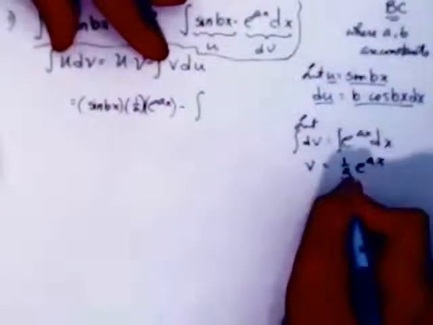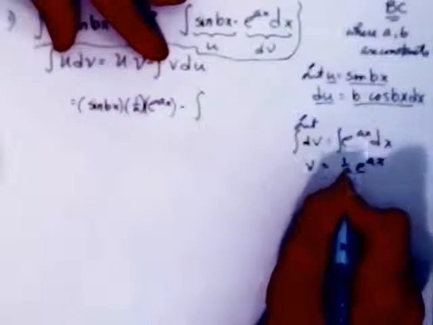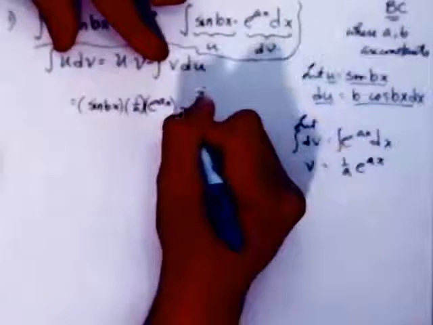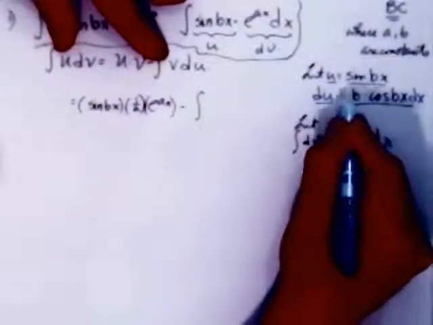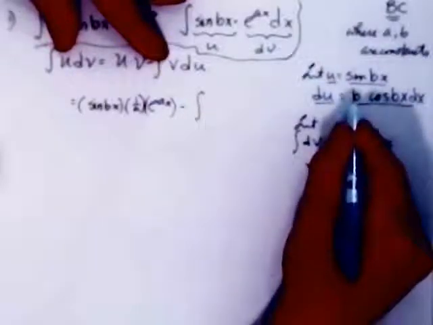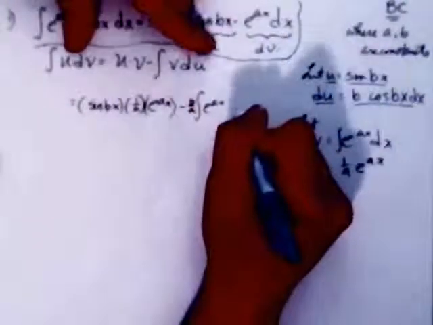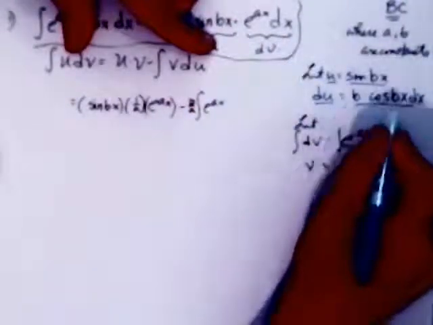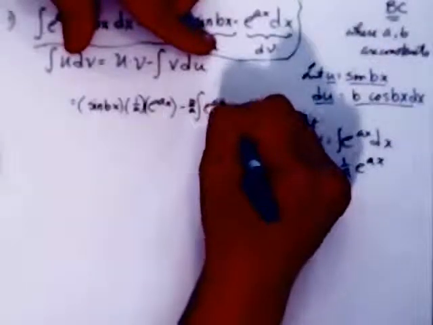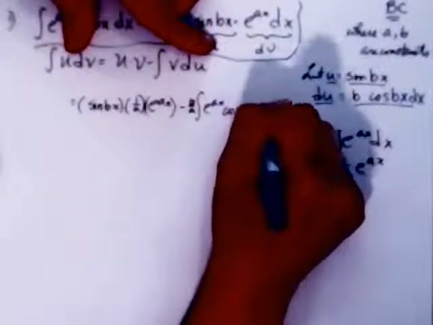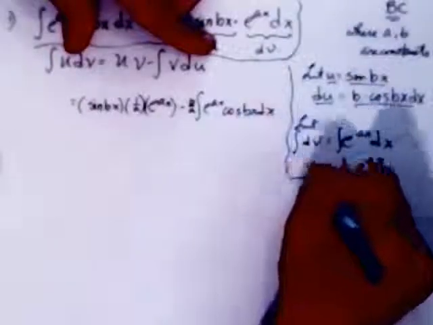v is located right here. I'm going to factor out the minus 1 over a right there, and du, there it is right there. I'm going to factor out the b, so it becomes b over a. These are all constants, so they can come out of the integral. It becomes e to the ax times cosine of bx dx. And there you have it so far.